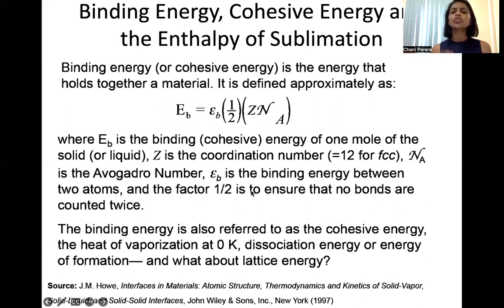And the factor half is to ensure that no bonds are counted twice. If you take two atoms here, there will be another atom there. The bonds are shared: this atom has a bond to this side, this side, this side, this side, top and bottom. So when you calculate the number of bonds, there's a high chance that you're going to count the bonds twice. To ensure that no bonds are counted twice, we multiply this by half, right?